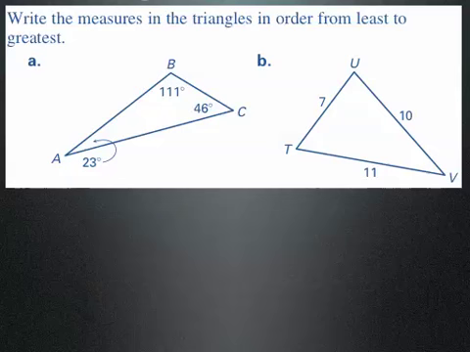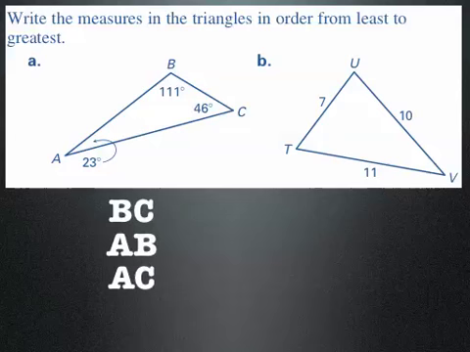So if angle A is the smallest angle, then the side opposite, BC, is the smallest side. The middle degree angle is 46 degrees, angle C. The side opposite of that angle is side AB. And then my largest angle is 111 degrees, which is opposite of side AC.